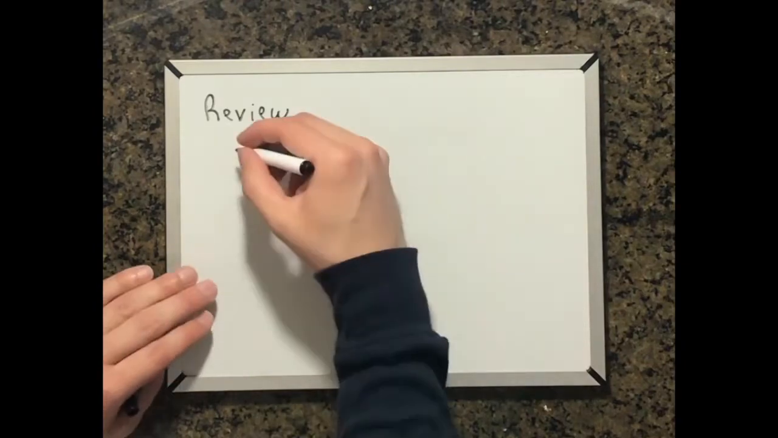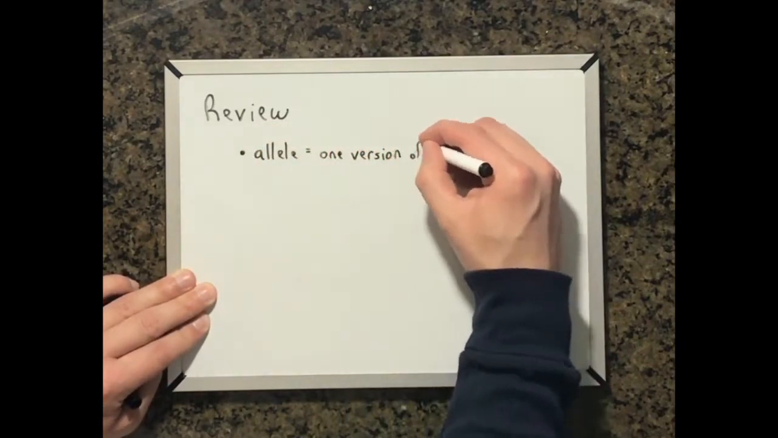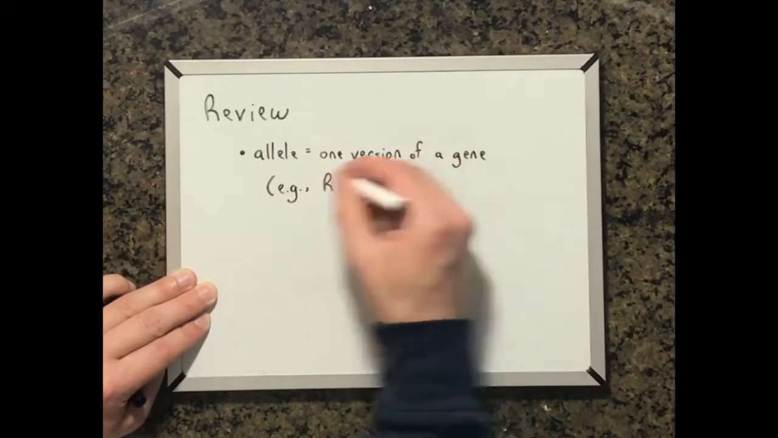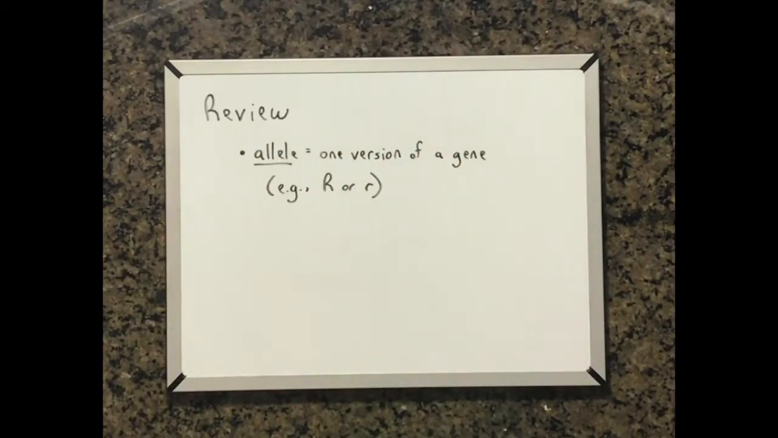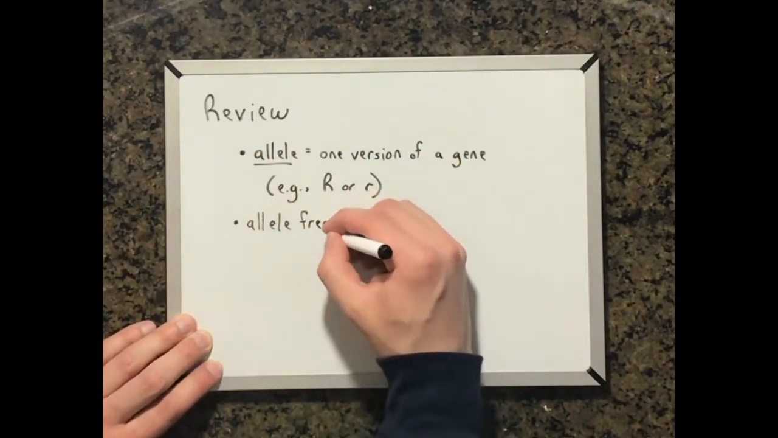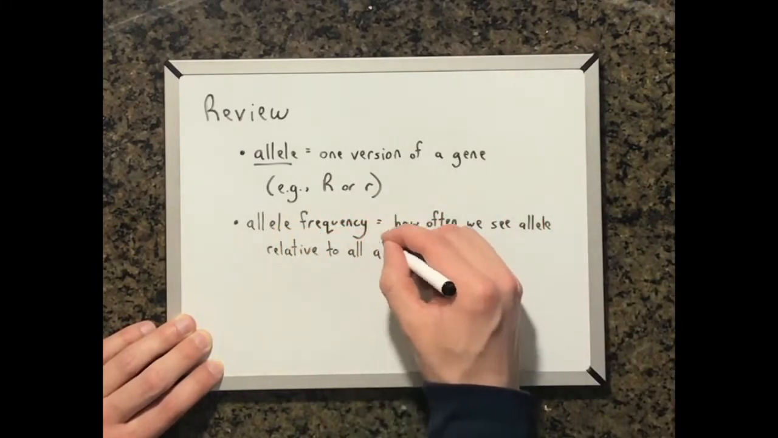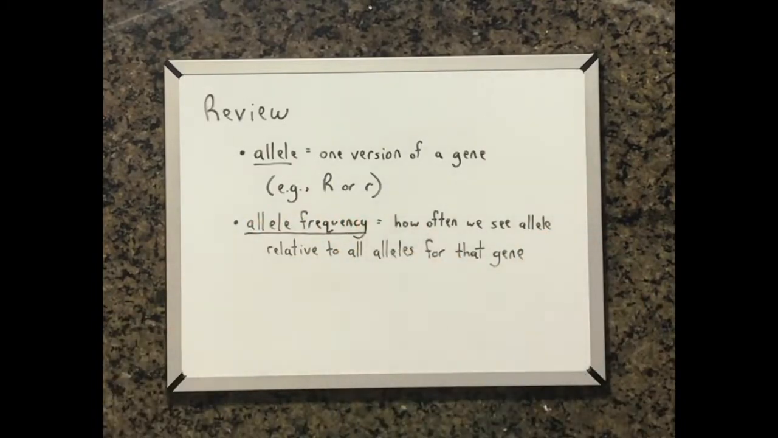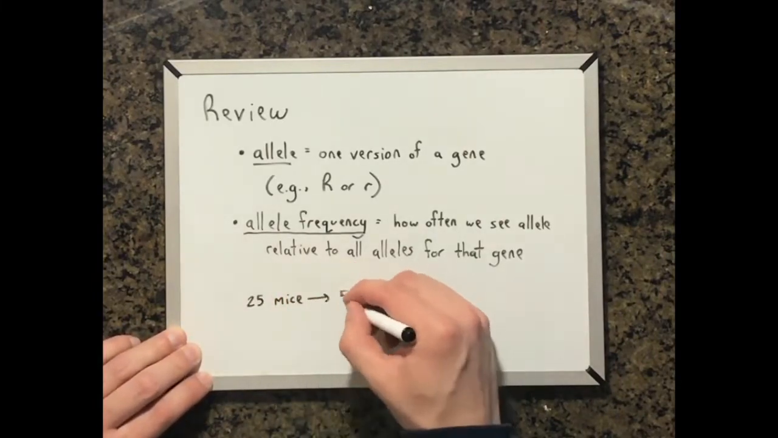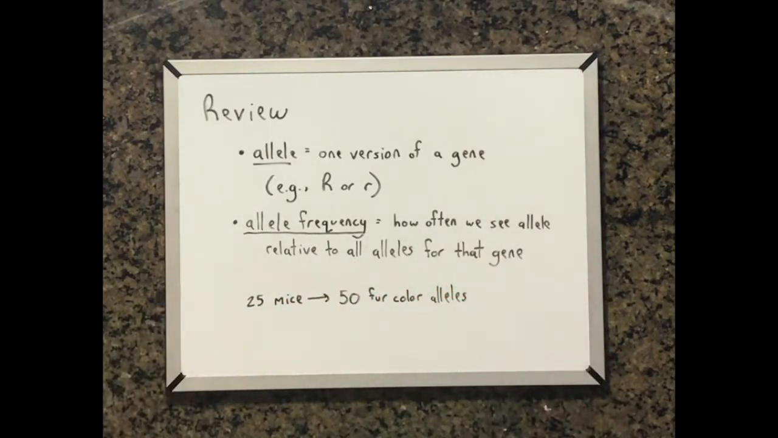For starters, an allele is one version of a gene, which is oftentimes represented as an uppercase or lowercase letter. An allele frequency represents how often that allele pops up in a population relative to all of the alleles for that particular gene. If we consider the example from our last video, a population of 25 mice would contain 50 total alleles for the fur color gene.